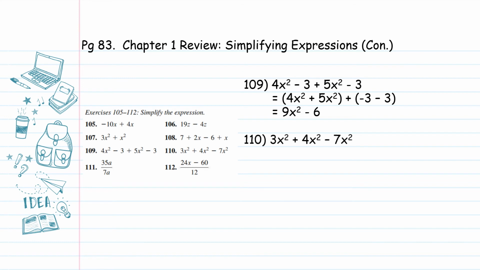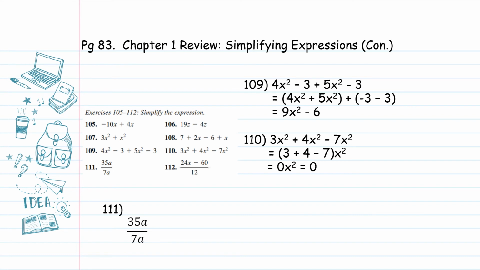In problem 110, we're given 3x squared plus 4x squared minus 7x squared. Because these are all like terms, we can just simply add the coefficients together. This gives us 3 plus 4 minus 7x squared. Our final answer, therefore, is just 0x squared or simply 0.